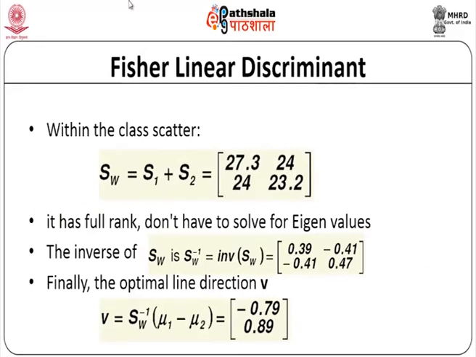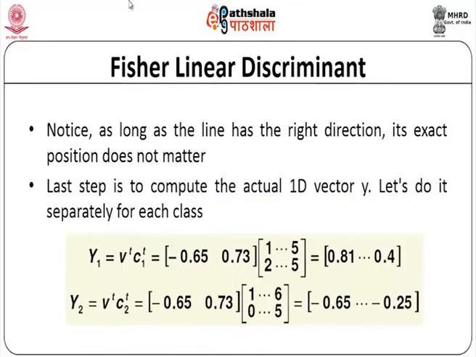Then the within class scatter. What is this within class scatter? It is S1 plus S2. It has full rank, so we do not have to solve for eigenvalues. The inverse of SW is SW to the power minus 1, and that is what you get here. Now, you find the optimal direction V in this way. Notice that as long as the line has the right direction, its exact position does not matter; the direction is what we want.